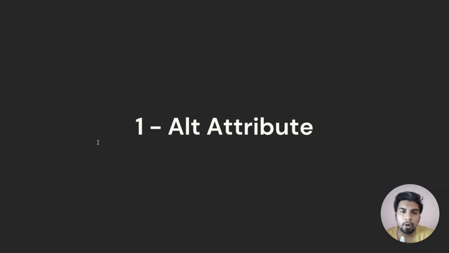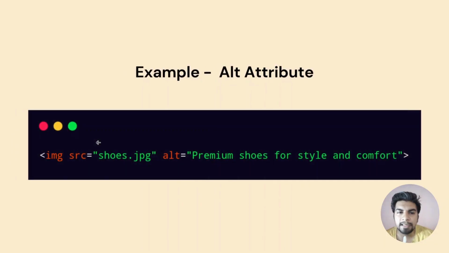To provide alternative text for images, use the alt attribute in the image tag. Including relevant keywords in alt text improves image search engine understanding and visibility. This is the example for the same, wherein under image tag we are mentioning alt attribute.